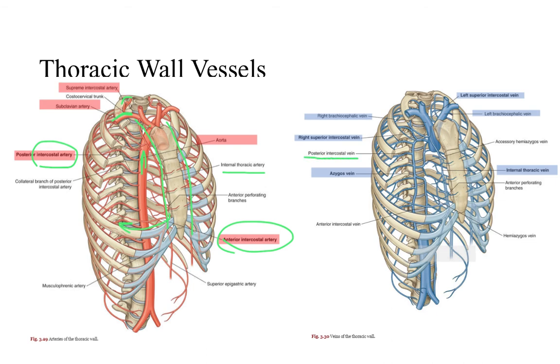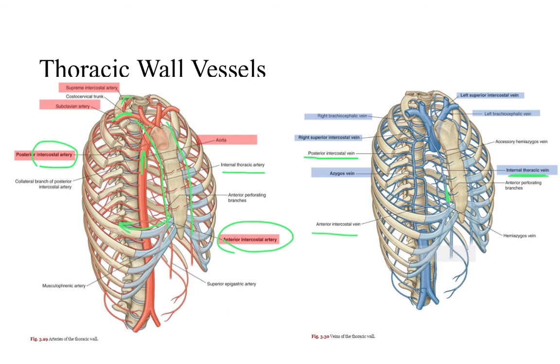We have, and I don't know why these aren't highlighted, but they should be, your posterior intercostal vein, of course, going from the rib along the posterior aspect of the thoracic wall, and then your anterior intercostal vein coming from the ribs to your anterior portion of the thoracic wall. The anterior intercostal vein, of course, drains into the internal thoracic vein, which is the vein associated with the internal thoracic artery.